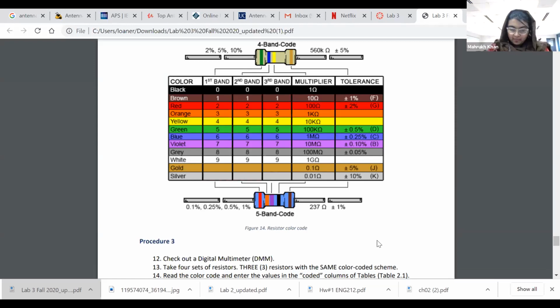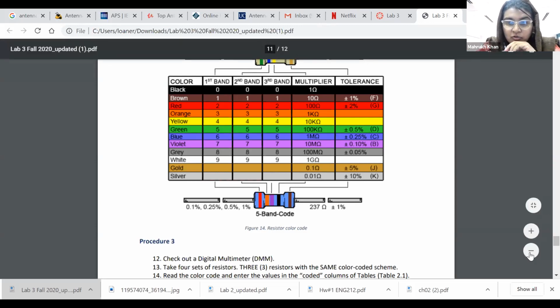Let's try 100K, okay? So in 100K, my first band is brown, makes 1. My second band is black, makes 0. My third band is yellow, makes 4. So 1, 0 into 10K, right? Which makes it 100K. 1, 0 into 10K makes it 100K, right?